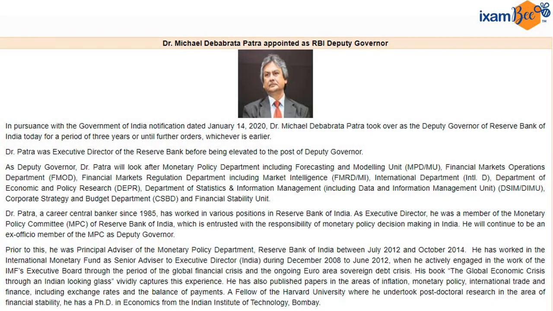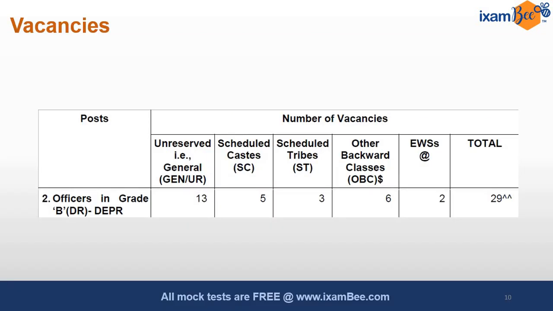If I have to show a very typical successful profile of a DEPR specialist in RBI, Dr. Michael Patra, who is now Deputy Governor in RBI, he has been into this department. He has worked in DEPR and in various other functions of RBI, has also been deputed to IMF as an advisor, senior advisor. If you are more interested, you can read this by pausing the video.